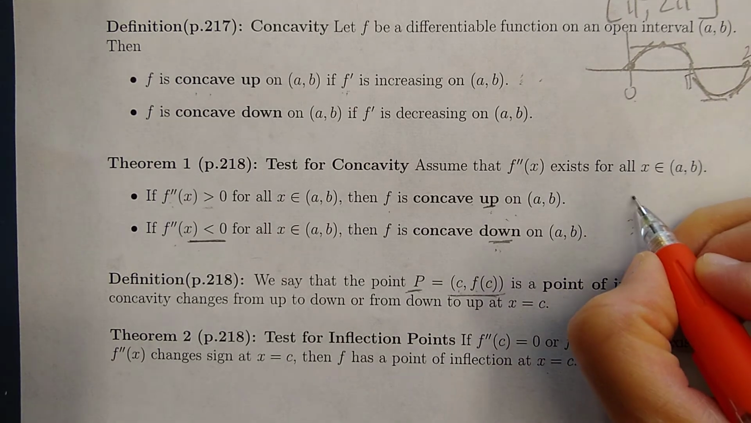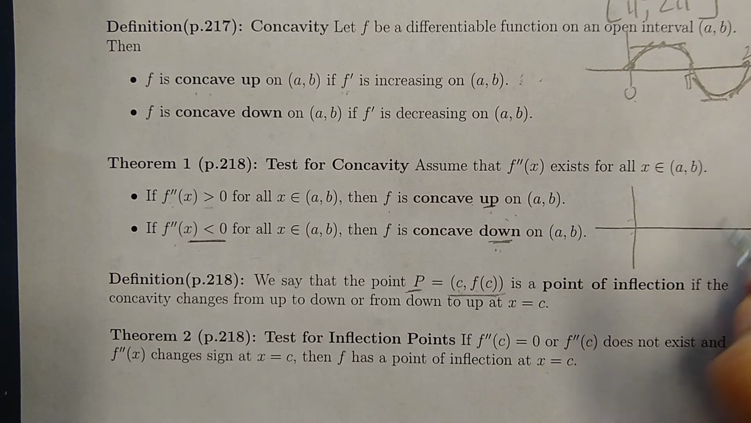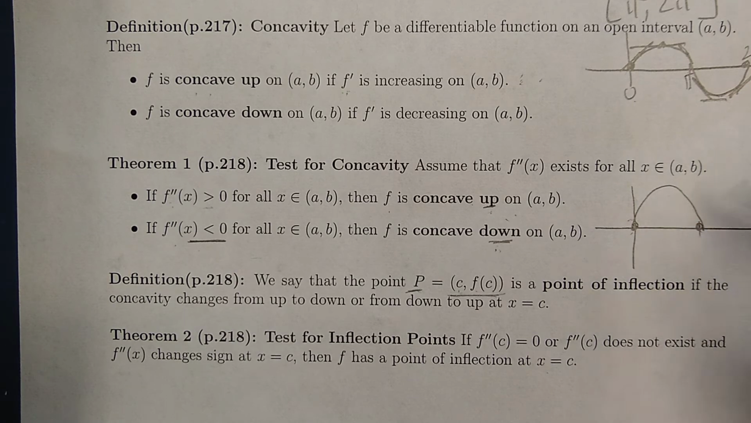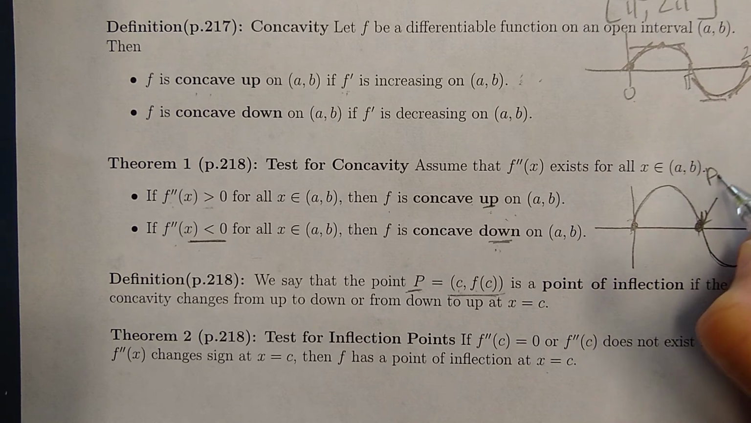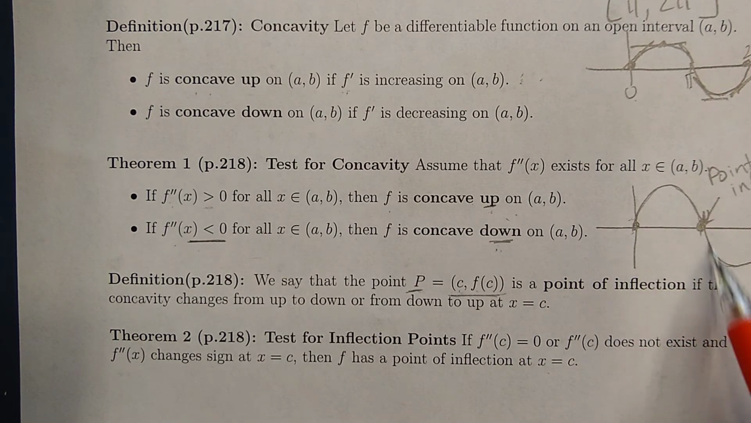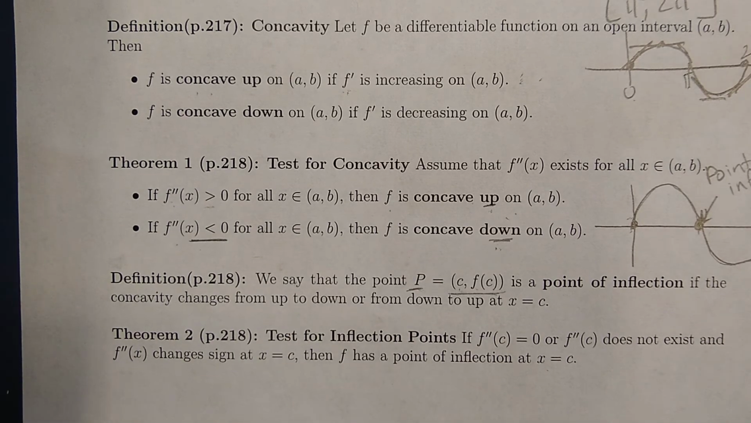So let's have another little miniature sine graph here. Here our function is concave down. It's like a downward shaped bowl, or a downwardly placed bowl. And then here something obviously changes. It looks like an upwardly placed bowl. This point right here is a point of inflection. We call it a point of inflection, and it is a point where the concavity changes from down to up. Similarly, we could have a point of inflection where the concavity changes from up to down.